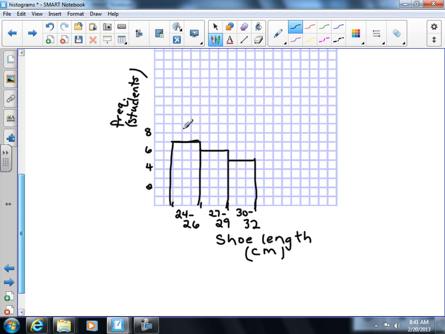Okay, now sometimes I like to put how much they are above there, like a 7, 6. Did I say 4? I think I plotted that at 5, didn't I? Let's move that down 1. There we go. And that's a 4. And you can color those in if you want. And this is how you make a histogram.